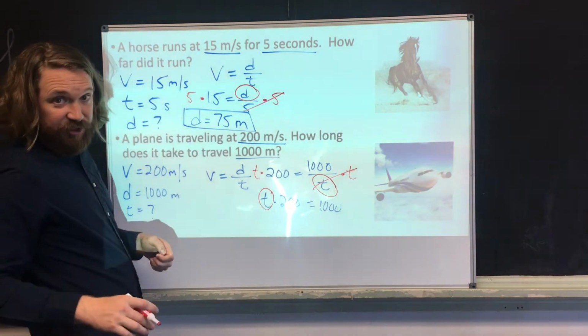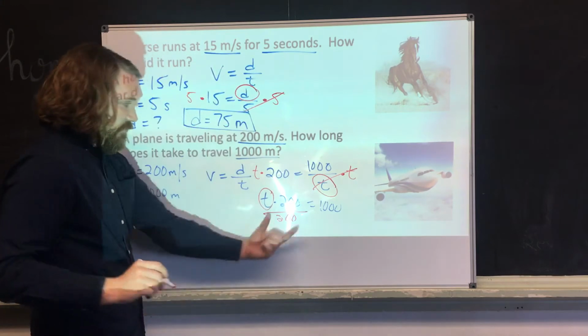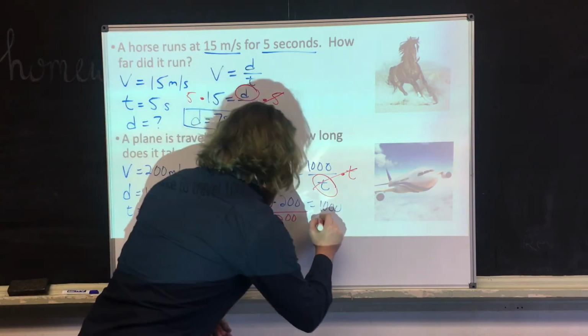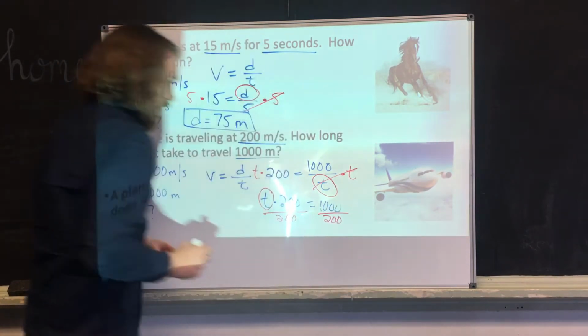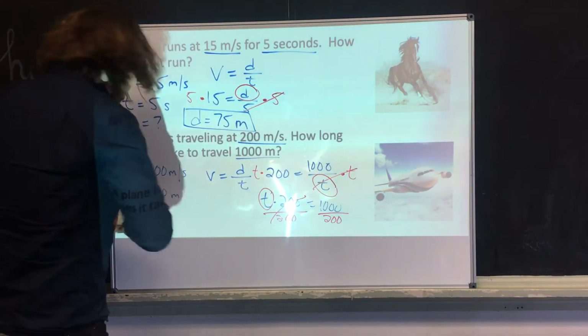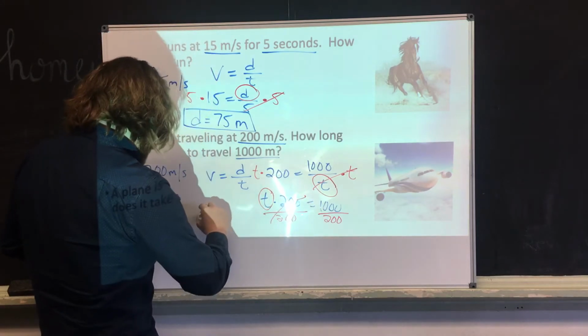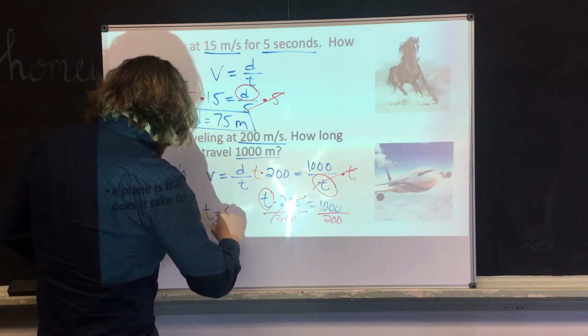Bring that down. Again, I want to get t by itself. This is multiplication, so I have to do the opposite, which is division. And whatever I do to this side of the equation, I have to do to this side of the equation. 200 divided by 200 is 1. And this gives me a time equal to 1,000 divided by 200. Time equals 5 seconds.